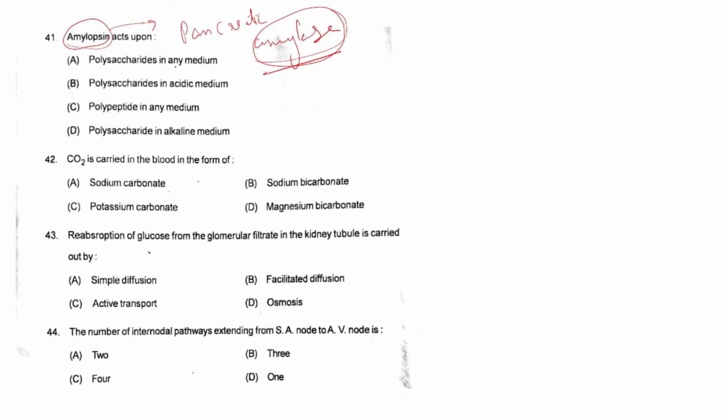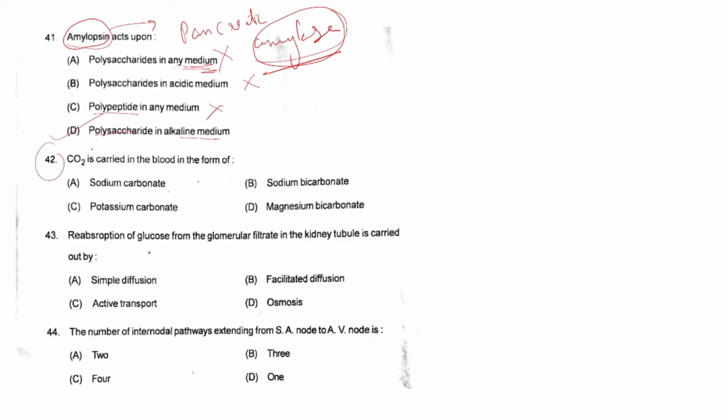Yes, it can be polysaccharide in any medium. No, this is wrong. We know all enzymes need a particular pH and temperature to act upon. So on any medium it is not possible. Polysaccharides on acidic medium not possible, because we know starch is digested in slightly alkaline medium like our mouth. There also starch digestion occurs. Polypeptide, no, this is not a protein in any medium. Here polysaccharides in alkaline medium. So option number D is the correct answer.